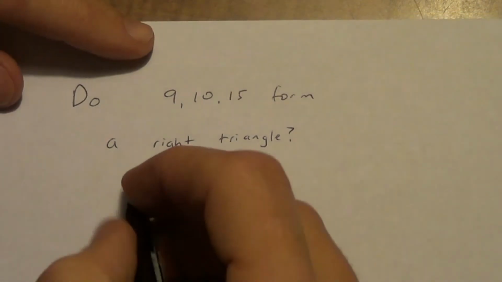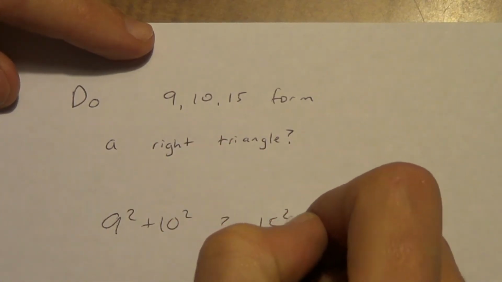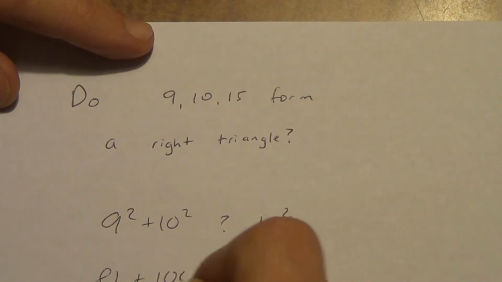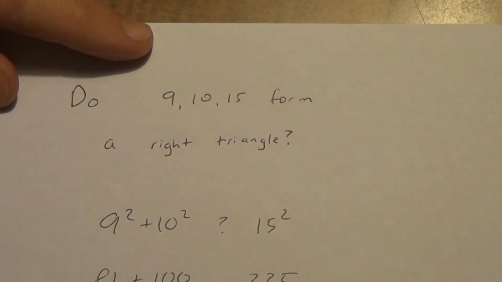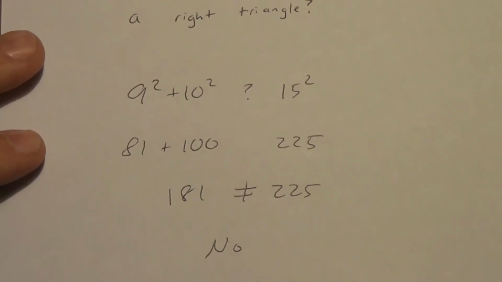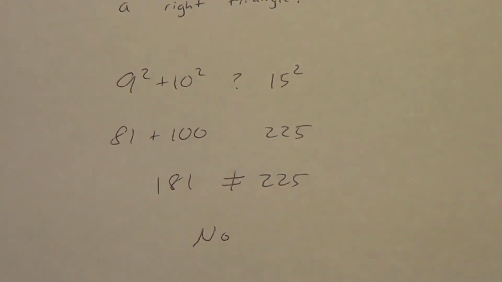All right, that should have given you plenty of time, so we're going to go 9 squared plus 10 squared, question mark, 15 squared. 81 plus 100, 225. 181 does not equal 225, so no. Does not form a right triangle. Sorry, couldn't see all that work there. There you go. Take a good look at that work. 181 does not equal 225, so no, this is not a right triangle.